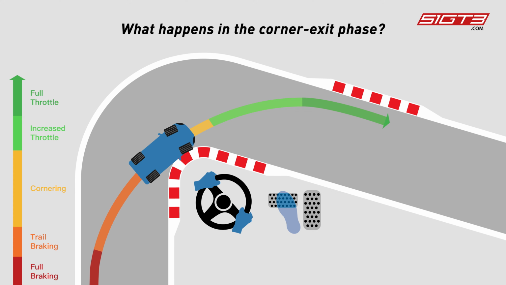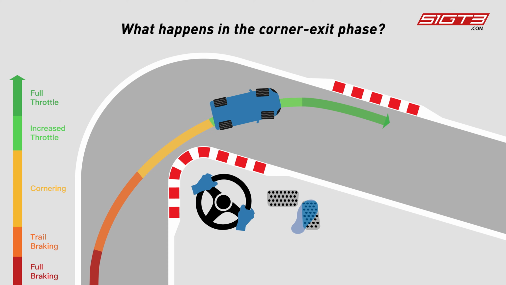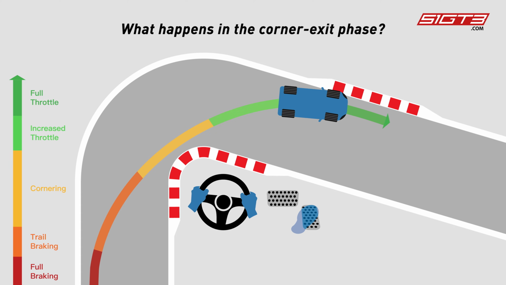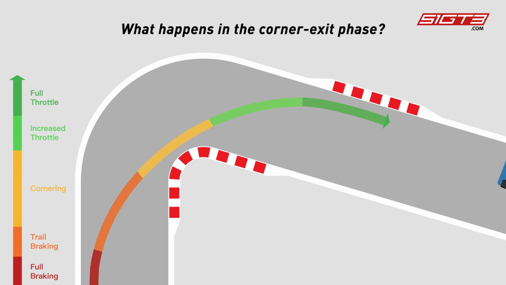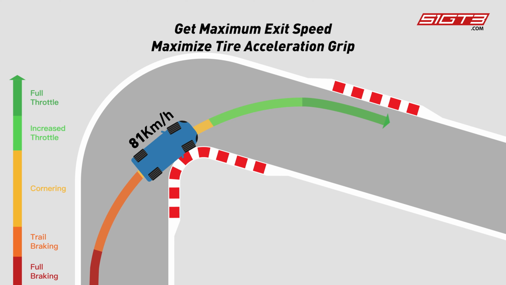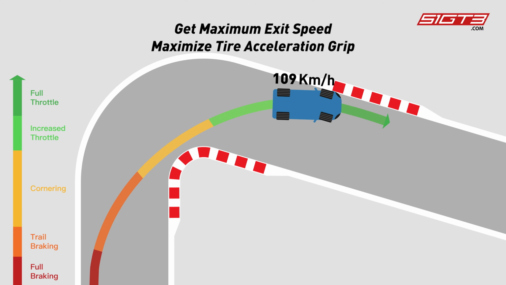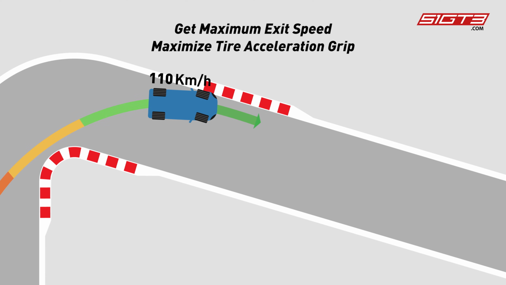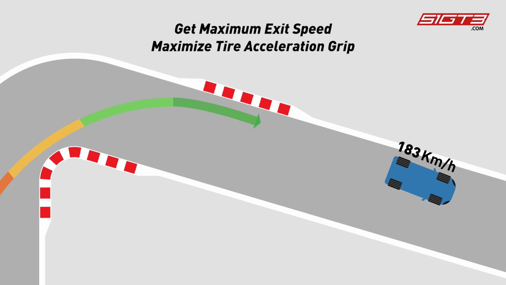In the corner exit phase, the driver will gradually turn the steering wheel back, step on the accelerator, and enter the acceleration phase. At this point, the weight of the car will be shifted to the rear. The focus of exiting most of the corners is to increase the exit speed as much as possible so that the car can gain a speed advantage on the next track.